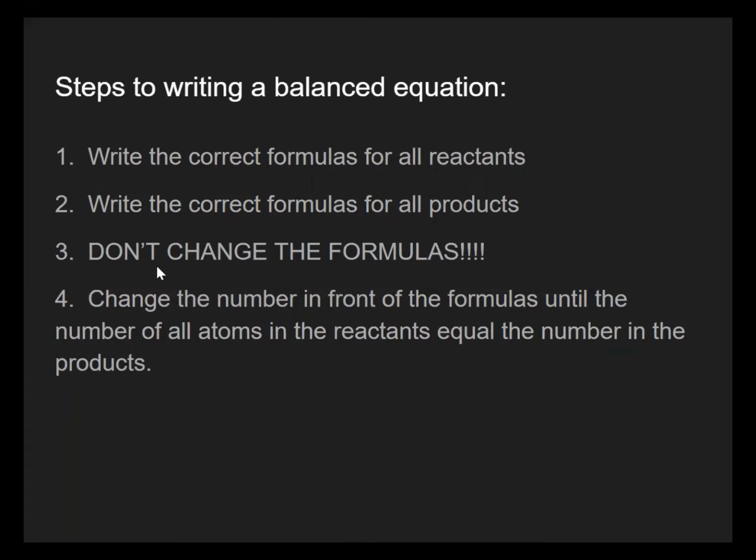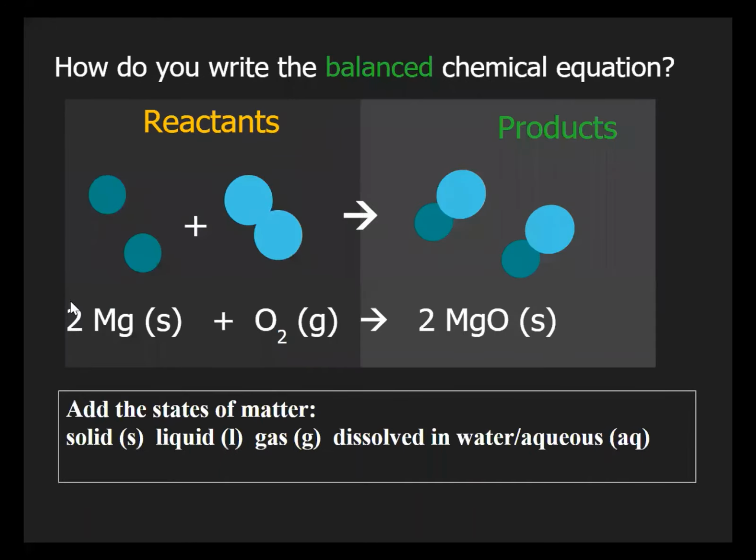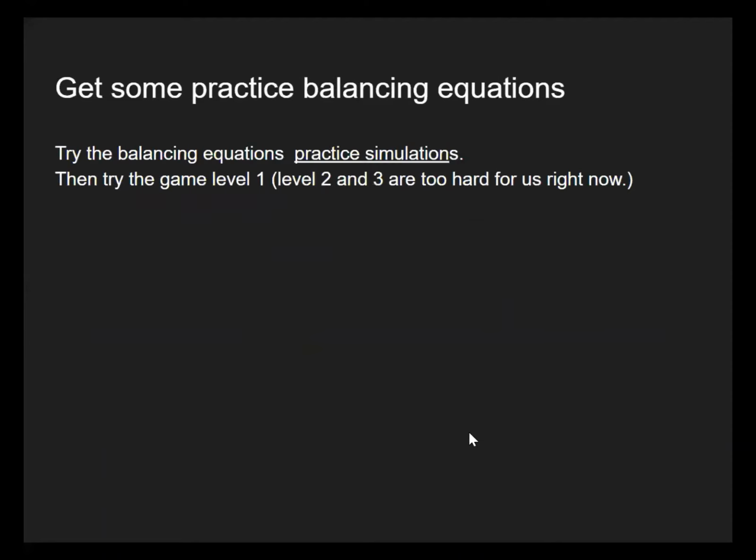And then once you figure out all the formulas for the reactants and the products, number 3, please don't change the formulas. I'd shout it, but it will hurt your ears. Don't change the formulas. Just keep them the way they are. So then if you want to have the same number of atoms on the reactants and the products, just change the number in front of the formulas until the number of all the atoms in the reactants equal the number in the products. So we're changing these numbers in front instead of changing these numbers. Okay, that's it. Then you're going to go to try balancing equations with the practice simulations.